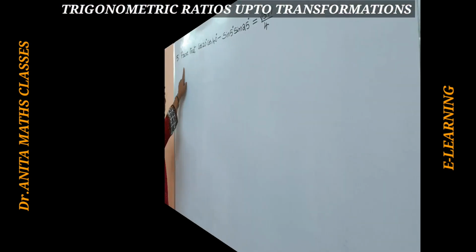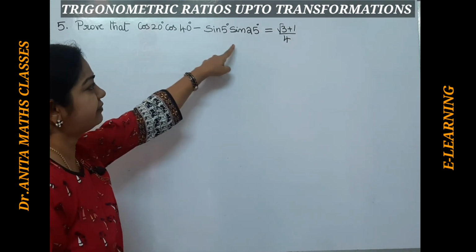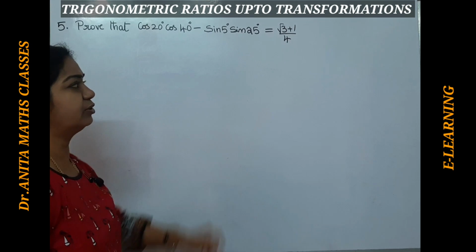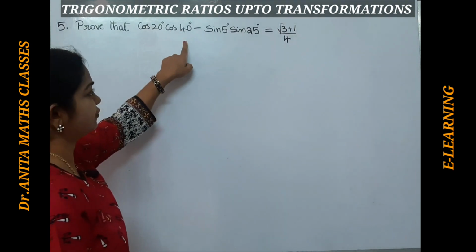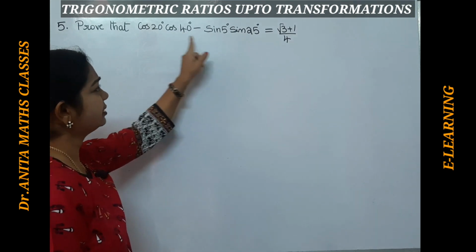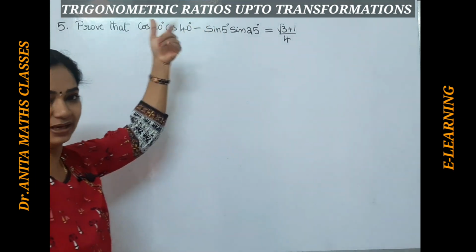Pause and note it down. Problem. Prove that cos 20 cos 40 minus sin 5 sin 25 degrees is equal to (root 3 plus 1) by 4. Here we are given cos 20 cos 40. Again, the angles are different here, 5 and 25.